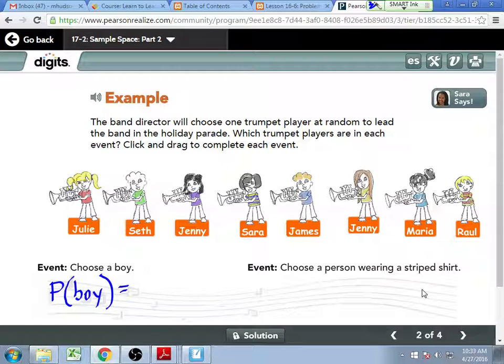So what's the probability that we will choose a boy with this lineup of trumpet players? What's the probability that we will choose a boy? Well, how many boys are up here? I would assume that Seth is probably a boy, James is probably a boy, and Raul is also a boy. So 3, how many total trumpet players are up there? 8, so it'd be 3 out of 8.